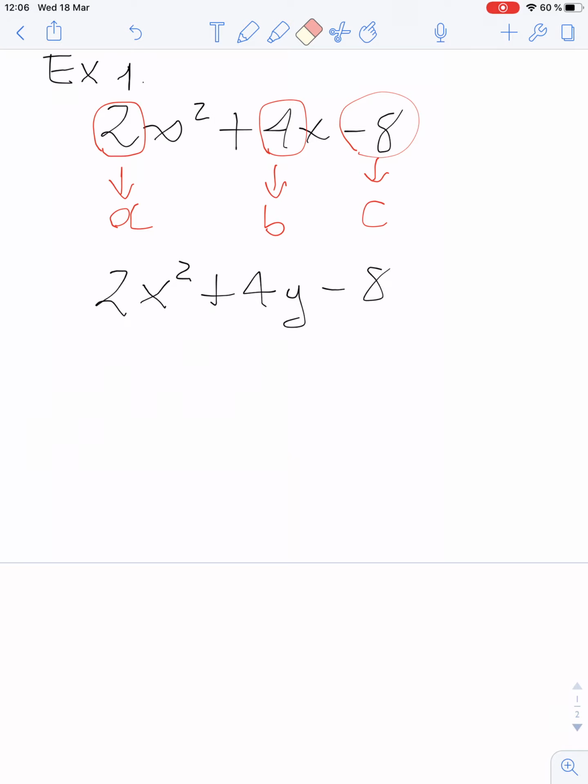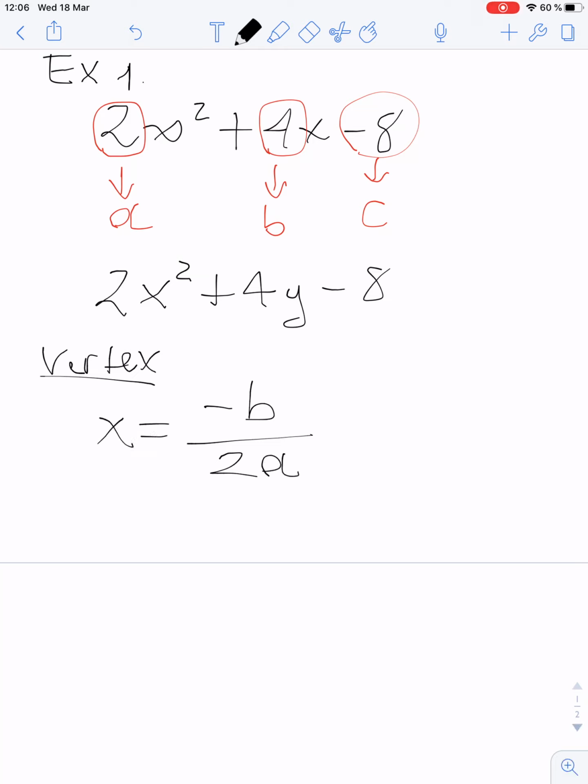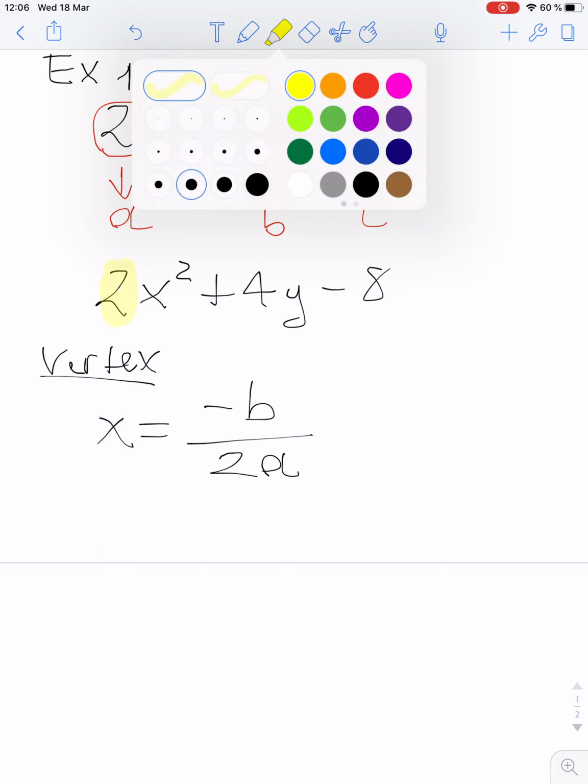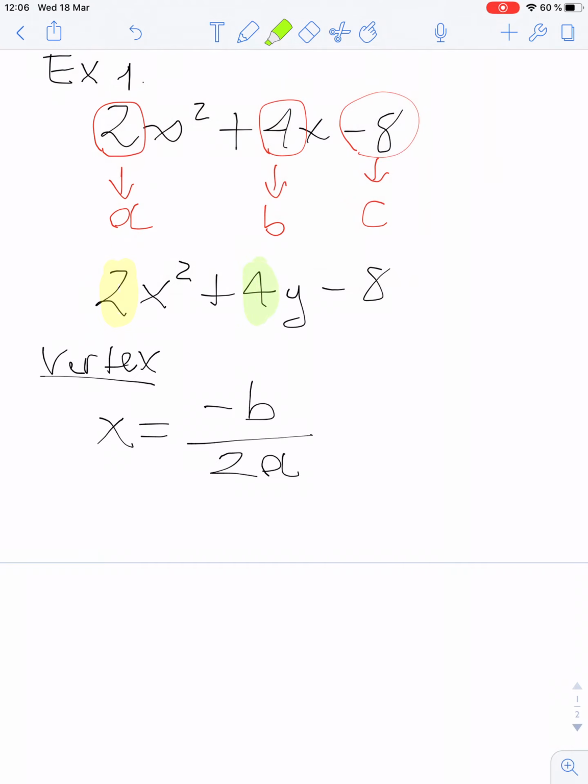How is the formula? To find the vertex of an expression, we are going to take this formula, minus b over 2 times a. That is finding the value for the coordinate x. For this expression, as we know before, the value for a is going to be 2, and the value for b is going to be 4. Now we are going to replace in the formula. x equals minus b, the value for b is 4, so minus 4, over the value of a, that is 2.